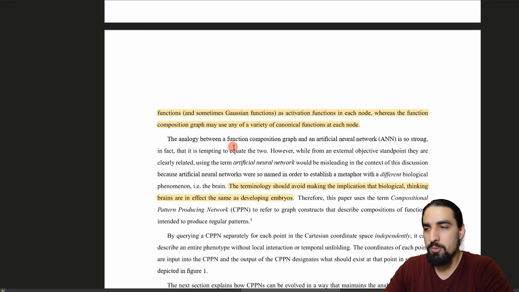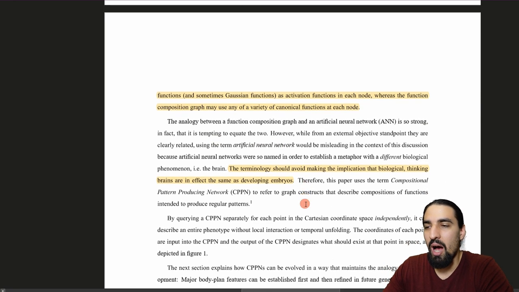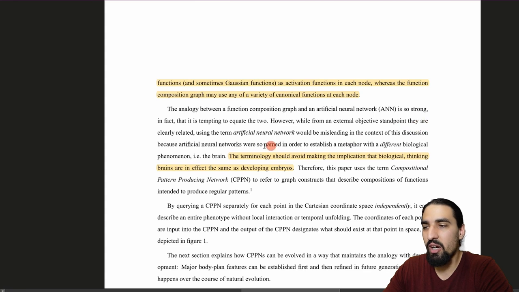They then say that the analogy between a function composition graph and a neural network is so strong, in fact, that it is tempting to equate the two. However, while from an external objective standpoint, from the mathematical standpoint I guess, they are closely related, using the term artificial neural network would be misleading in the context of this discussion, because neural networks were so named in order to establish a metaphor with a different biological phenomenon, and that's the brain. The terminology should avoid implying that biological thinking brains are in effect the same as developing embryos.